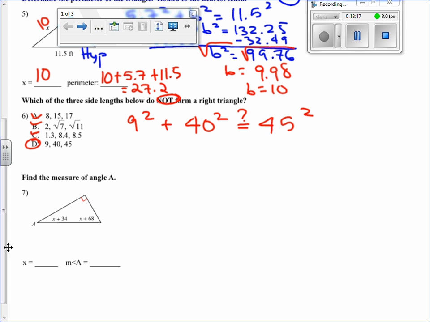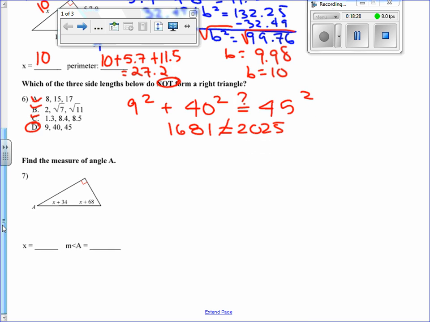And you end up with 1681 does not equal 2025. Okay? So that's why you should say that fails. Yes, go ahead. Find the measure of angle A.